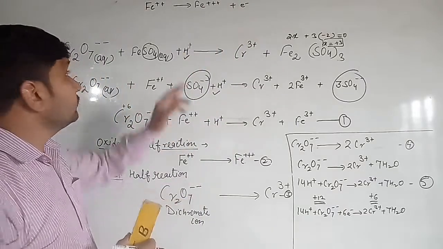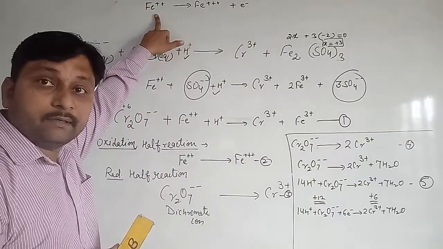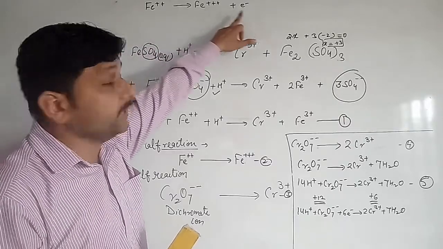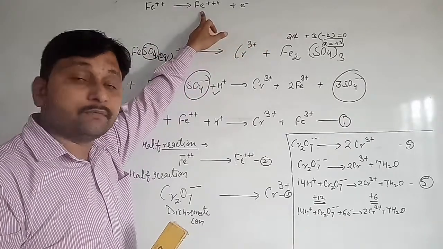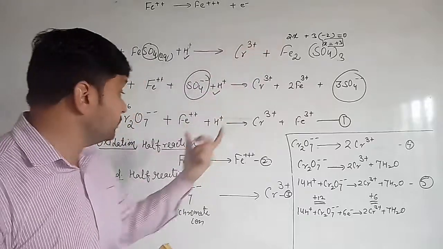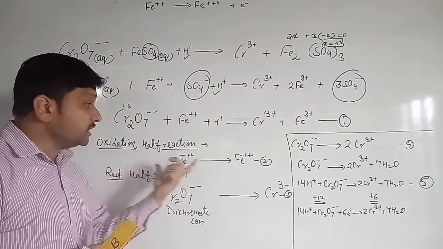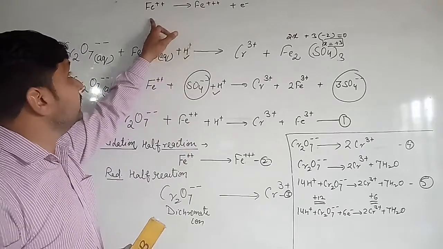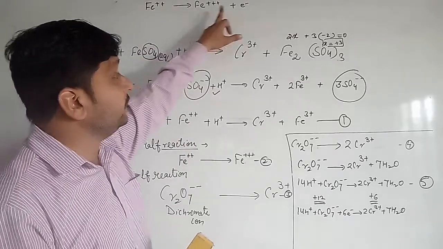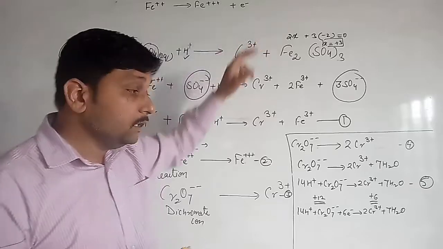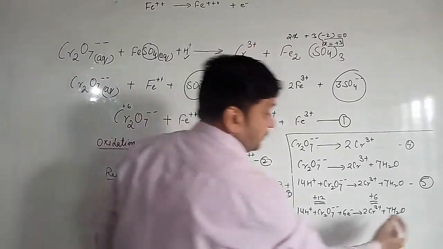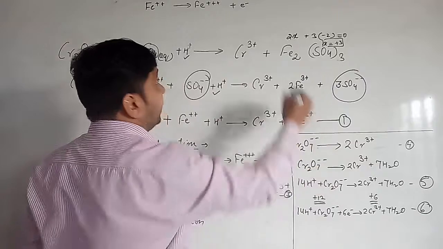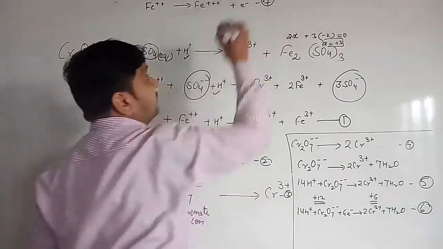So see here, Fe2+ by losing one electron converts into Fe3+, and the removal of an electron is known as oxidation. It means this is the correct oxidation half reaction, the balanced oxidation half reaction, and that is Fe2+ → Fe3+ + one electron. Clear? Now see here, this is equation number 6 and this is equation number 7.